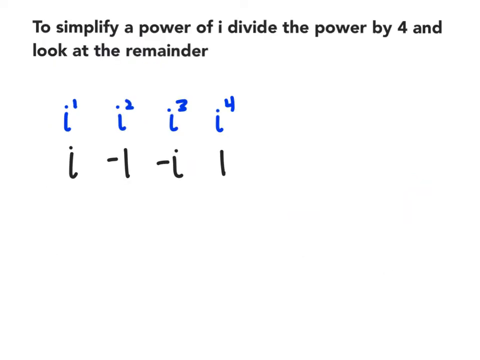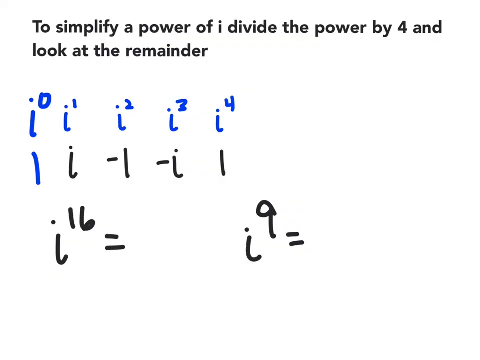To simplify a power of i, just divide the power by 4 and look at the remainder. If the remainder is 1, it will be i. 2, -1. 3, -i. And 4, well, if it's divisible by 4, it won't have a remainder, so it's 1. We can assume that this pattern continues in the other direction as well, so anything to the 0 power is just 1.